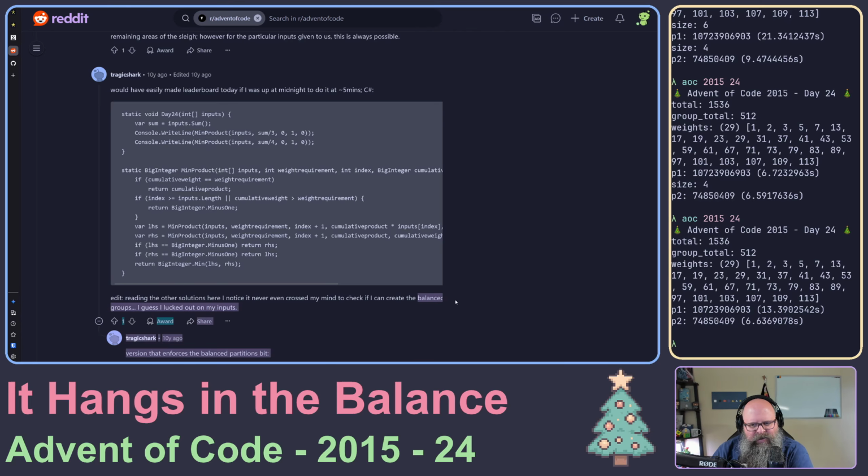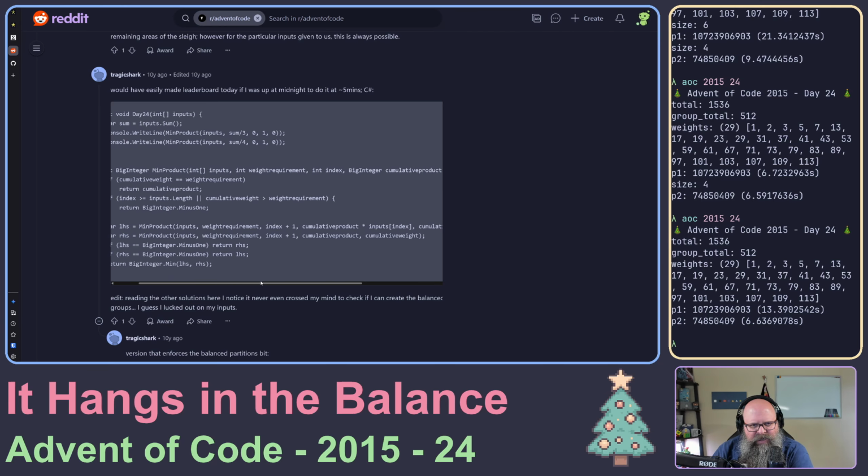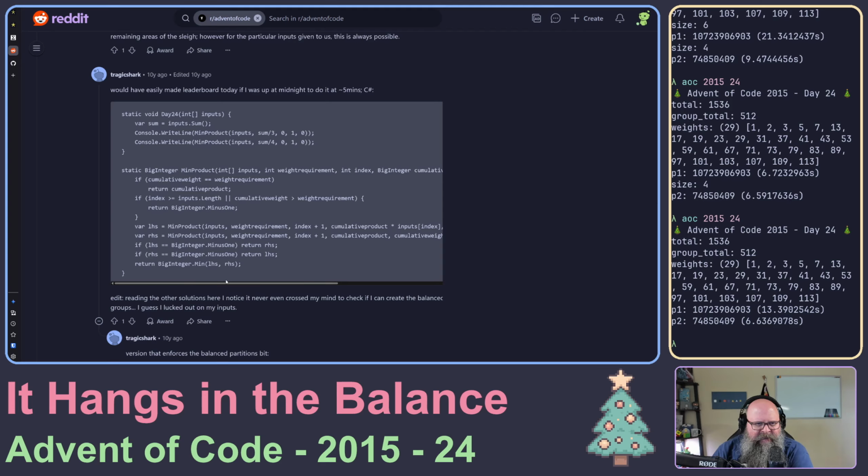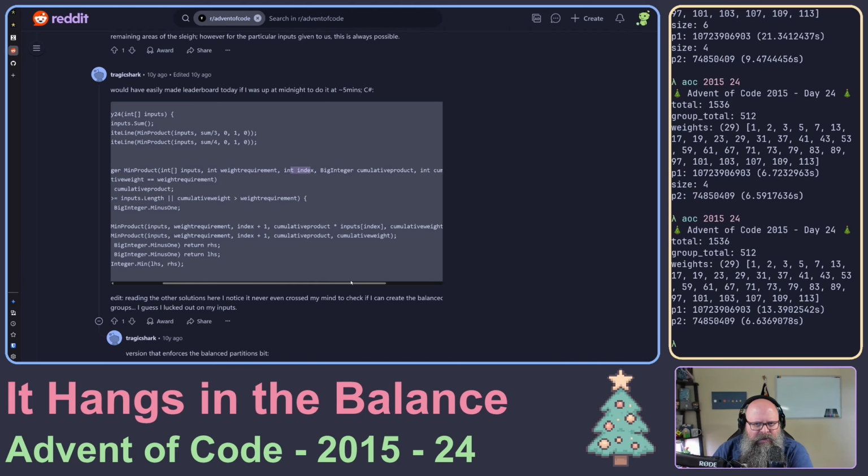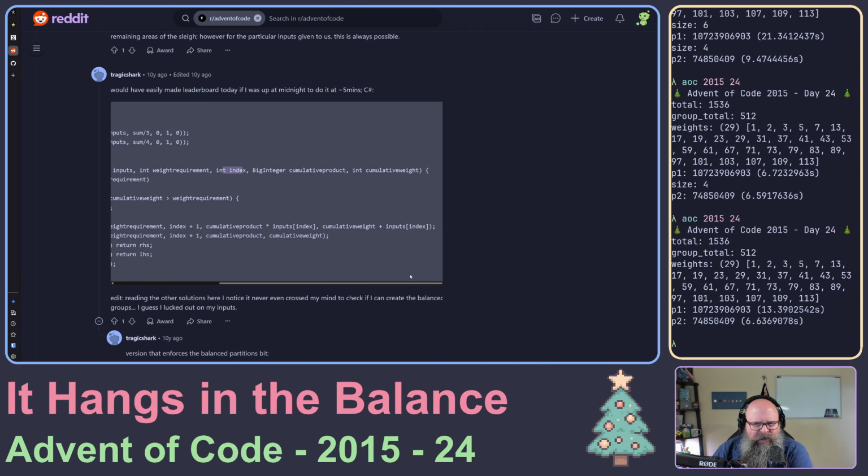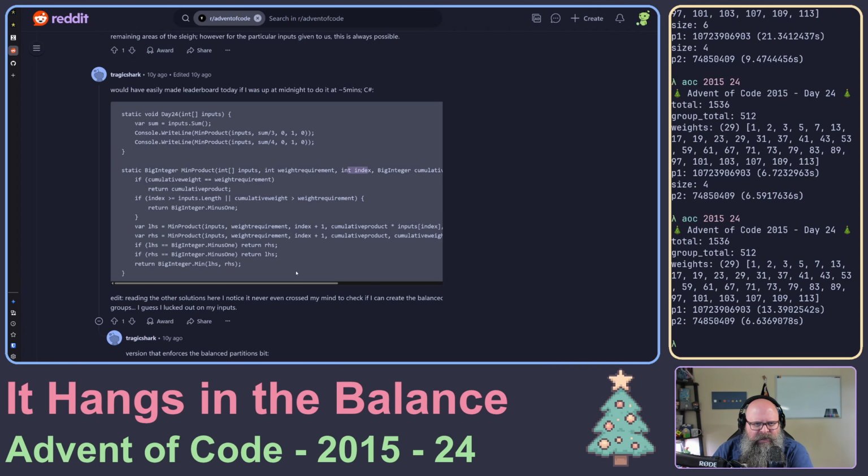Yeah, a lot of people never check the balance. What is he doing here? Min product inputs. Sum over 3. 0 and 0. So you have the inputs, the weights, cumulative product and cumulative weight.